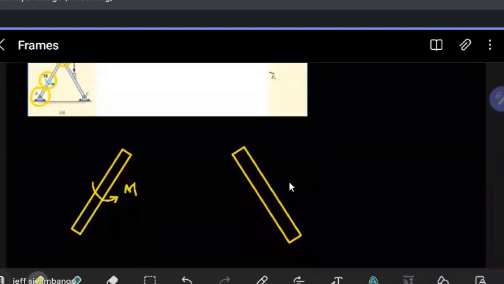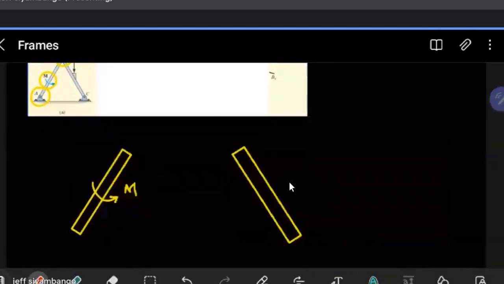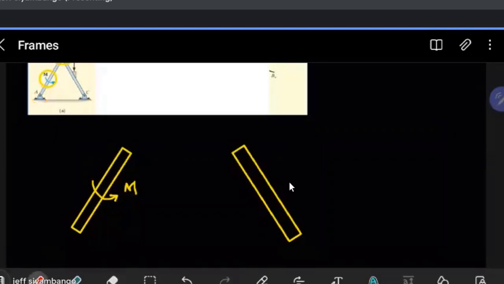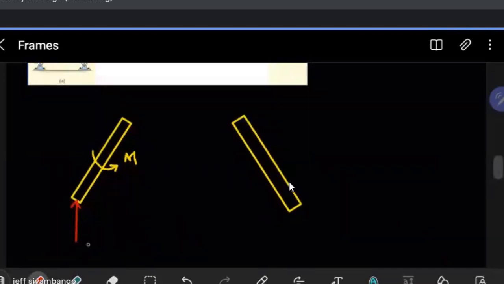Now, let's just add the reactions that are present. At point A, we are seeing a pin connection. So for this pin connection, we know what it does. It creates two reactions. So we can assume that the reactions will be such that one is vertically upwards. It's acting at point A, so we'll label that as AY. And then the other, we'll label it to be AX.